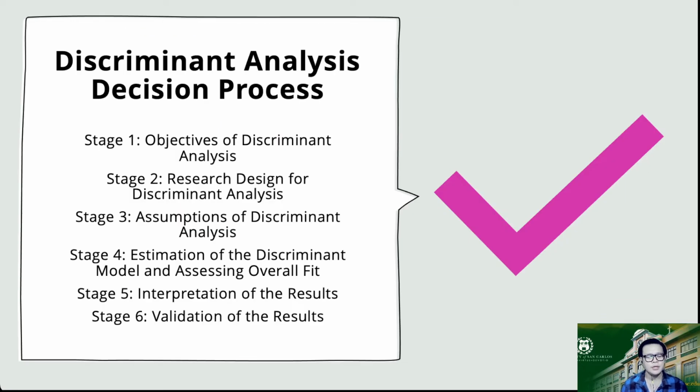And here, the discriminant analysis decision process, and we have different stages of doing that. First is we need to identify the objectives of discriminant analysis. Second stage is the research design for discriminant analysis. Third, assumptions of discriminant analysis. Fourth is estimation of the discriminant model and assessing overall fit. Fifth, interpretation of the results. And sixth would be validation of the results. So let's take a look at each particular stage one by one.